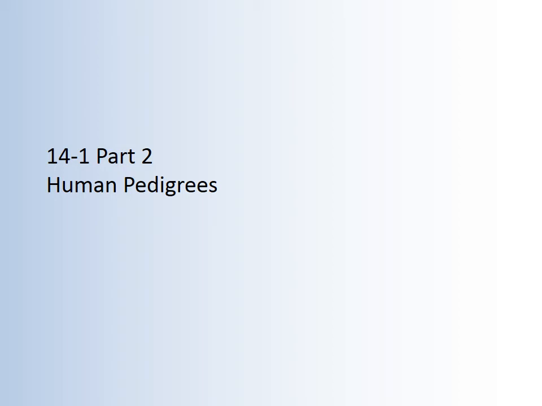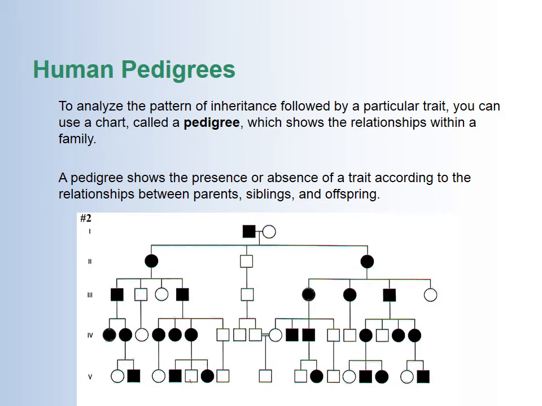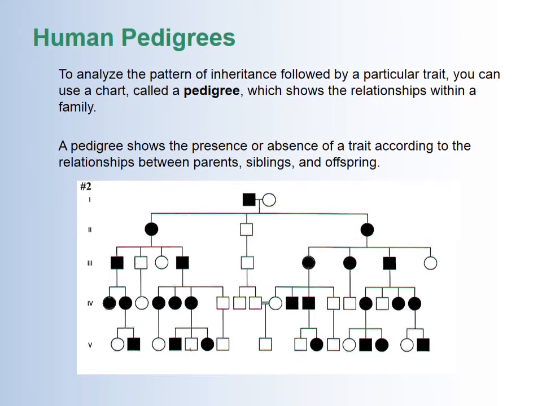14-1, Part 2, Human Pedigrees. So a pedigree is kind of like a family tree, and it shows the relationships within a family. What it mainly is for is to show whether or not a trait is absent or present. And it shows the relationship between parents, siblings, and offspring. So you need to be able to read a pedigree, especially, and be able to make a pedigree.